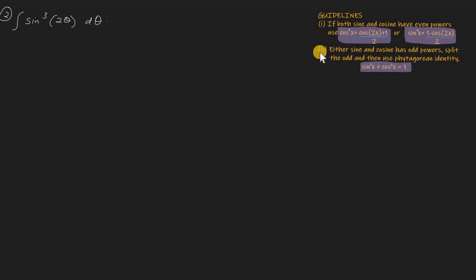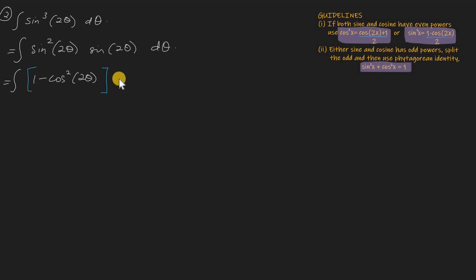Here again, we have a case 2 such that the sine is an odd power. So what you should do first is to split, for example, power 2 to theta and sine. Our angle is 2 theta. Then we change this using the identity sine square x is 1 minus cosine square. So we have 1 minus cosine square, our angle is 2 theta.